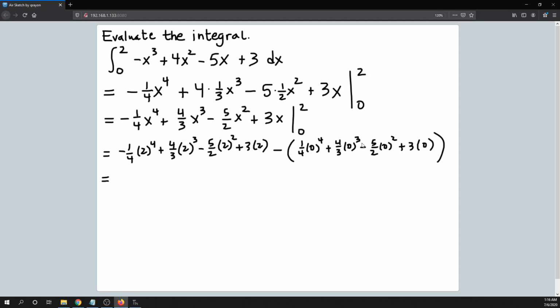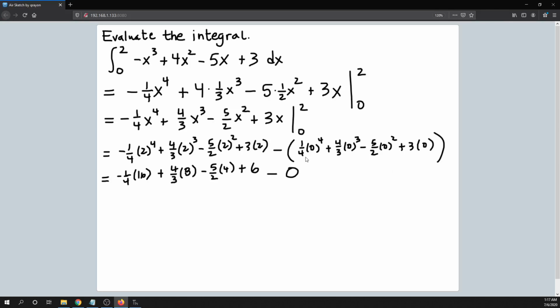All right, so 2 to the 4th power is 16. 2 cubed is 8. 2 squared is 4, plus 6. And now looking at what I have here, this is going to come out to be 0, this is going to come out to be 0, this is going to come out to be 0, this is going to come out to be 0. So this whole second term is going to come out to be 0.